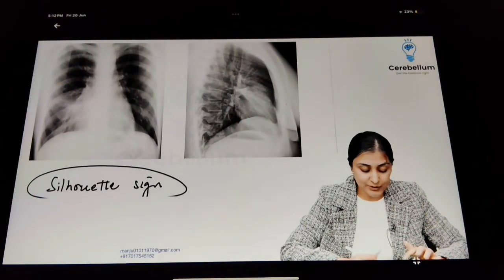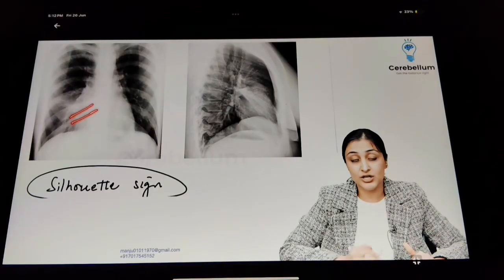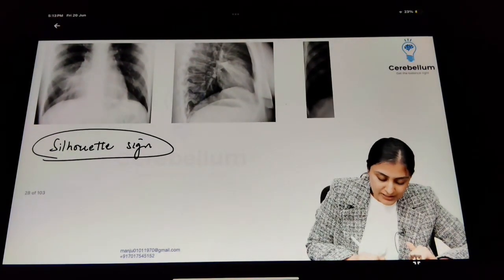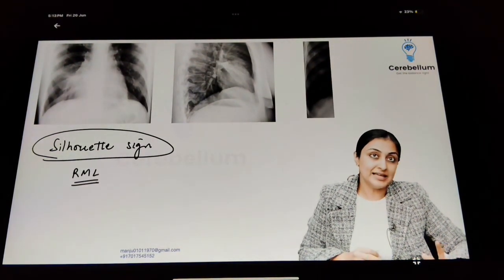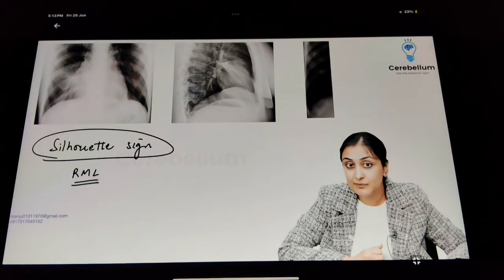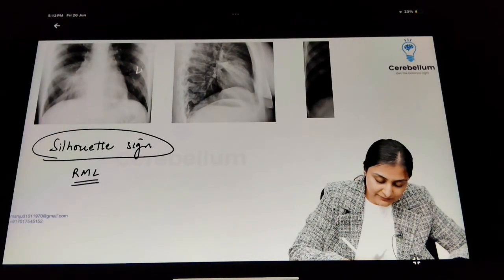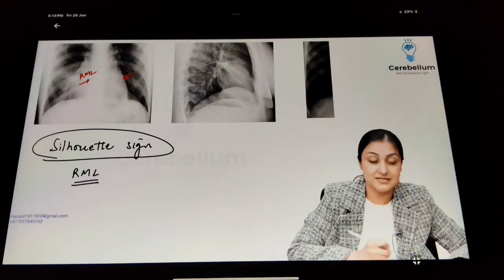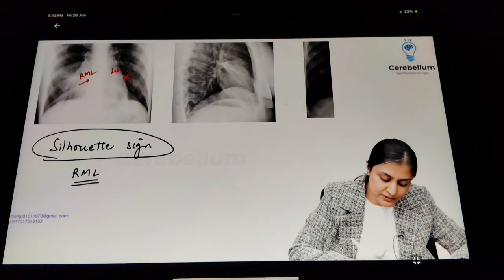So when you see that an opacity obliterates the heart border, we cannot distinguish the opacity from the heart border. It is in the middle lobe. So when it silhouettes the right heart border, it's the middle lobe, right middle lobe. If it silhouettes the left heart border, it is in the lingula. So we don't have a left middle lobe, so we call that lingula. So did you understand? Silhouetting right heart border is right middle lobe. Silhouetting the left heart border is lingula.